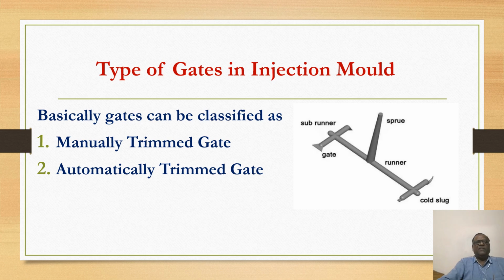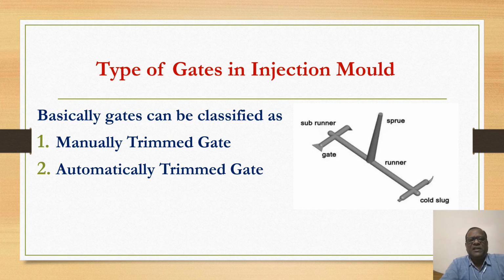Now we'll come to the main agenda for this video: what are the different types of gates in injection mold. Basically, gates are classified into two groups. Gate, as I told you, is a part of your feed system. Like in the diagram, there is a screw, a runner, a cold slug well, a sub runner, then the gate, and that is the entrance of your cavity.